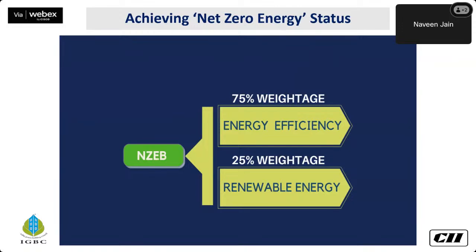After all this discussion on renewable energy, as I told earlier, we have a net zero energy rating system and a net zero carbon rating system. How does renewable energy help achieve net zero status for a project? Under the net zero energy rating system, we talk about two things: energy efficiency and renewable energy. We have given more weightage to energy efficiency, because we want projects to first reduce their energy demand, and after that, whatever the demand is, it should be met through renewable energy.